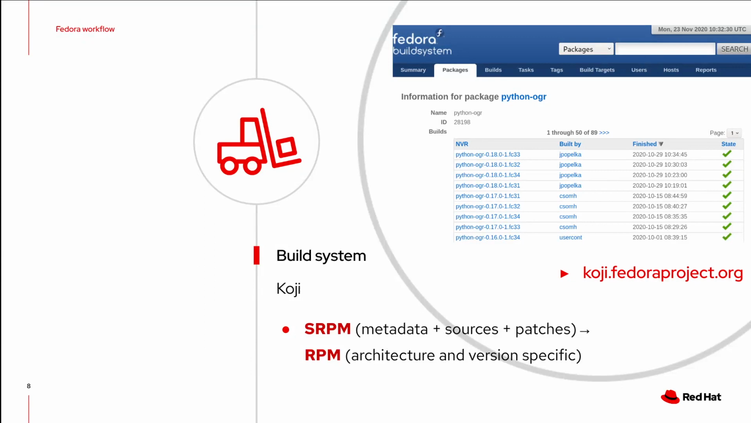It takes as an input a source RPM, which is a bundle with all the metadata, sources, and patches needed to build the package. The result is an RPM package, which is specific for an upstream version, for a chosen Fedora distribution, and if the language is not dynamic, for a chosen architecture.